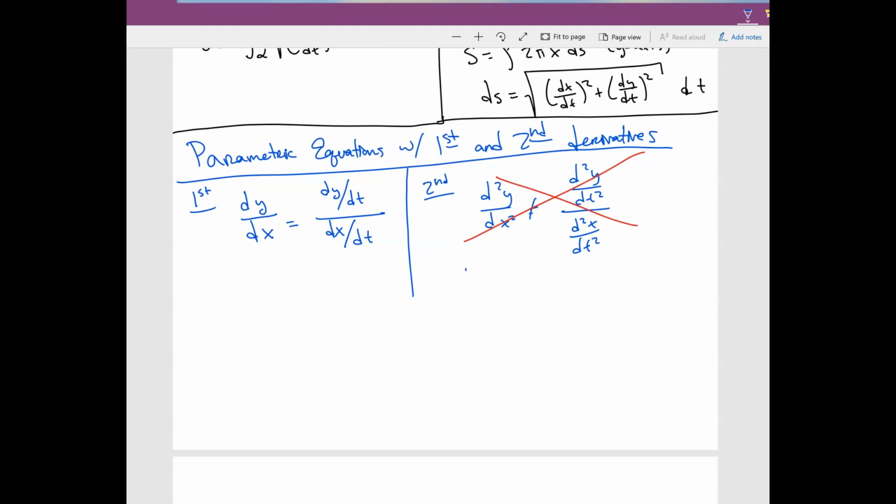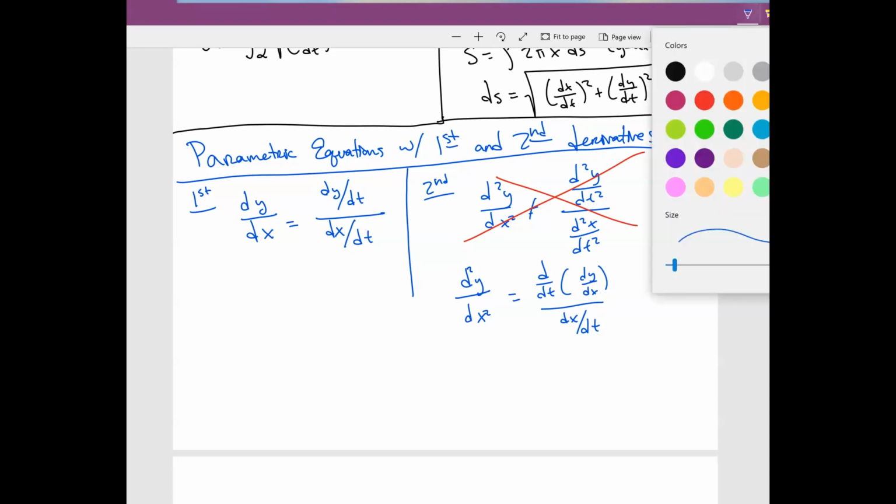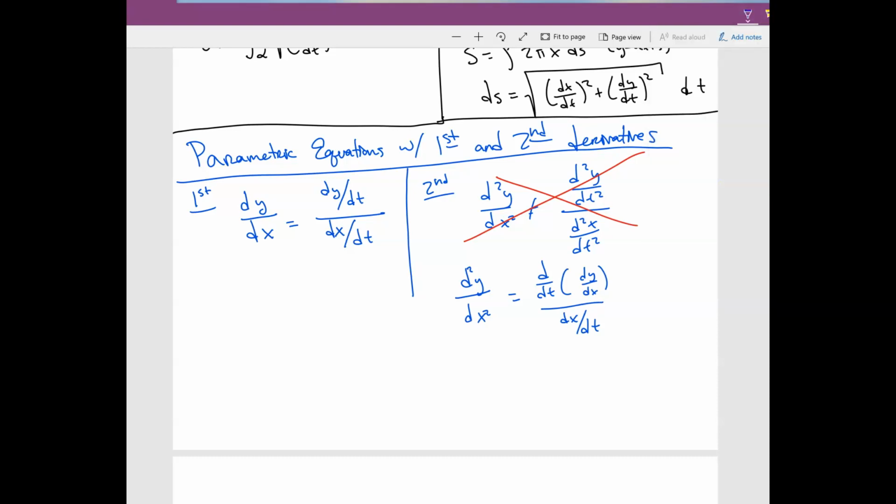The second derivative is actually defined as the derivative with respect to t of the first derivative, divided by dx over dt. Basically, once you find the first derivative, you plug whatever you get into here, take the derivative with respect to t, and leave the bottom part by itself. So that's the second derivative.